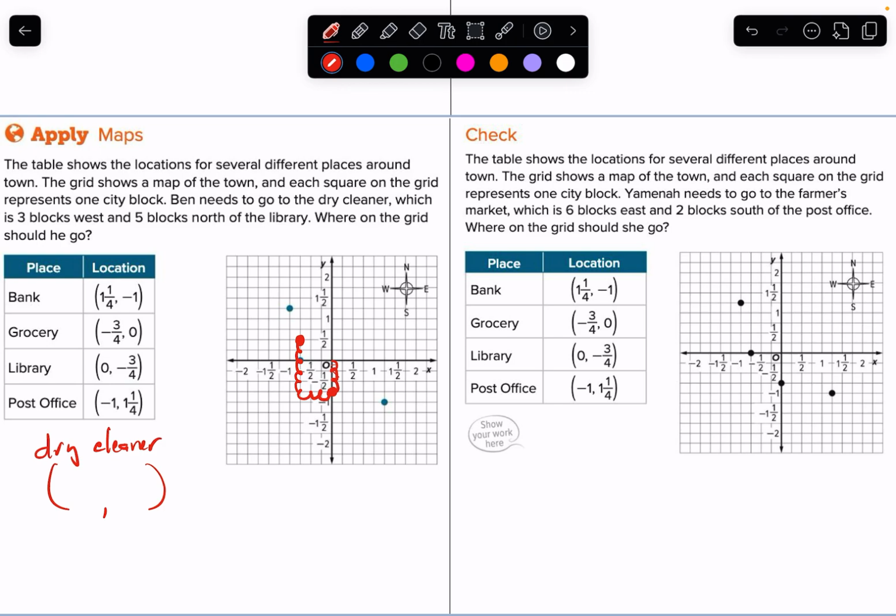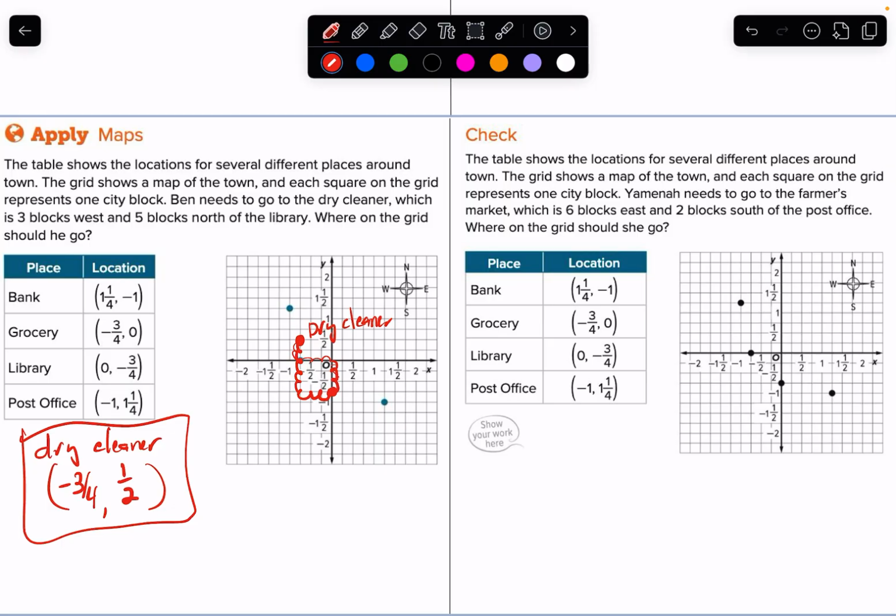Okay, where is that coordinate? Well, we are at 1/4, 1/2, negative 3/4. And then we're at 1/4, 1/2. That's the coordinate he should go for the dry cleaner. That's the dry cleaner.